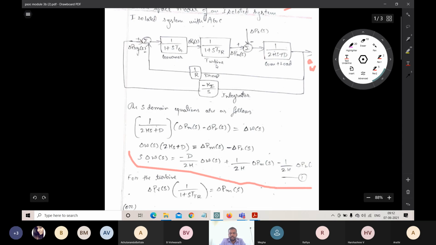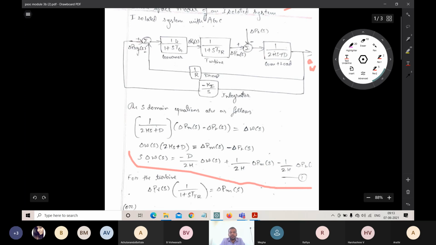Next go for equation number 2, that is for the turbine. Same steps. We have to do a vector analysis, we have to form a matrix form. So in order to form the matrix we are considering one by one. What are the different outputs? Delta Pm of s, delta omega s, delta PV of s. What are the different inputs? Delta P reference of s, delta PV of s, delta Pm of s, delta PL of s. So we are forming a vector using the different input functions, output functions, and control functions.